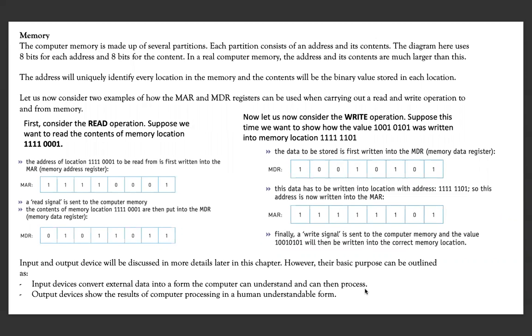Then we have the output devices. Often we say an output device presents data or gives output, for example, the printer and monitor, stuff like that. No. An output device, on the other hand, presents the data stored in a computer in a human understandable form. So now it's the reverse.